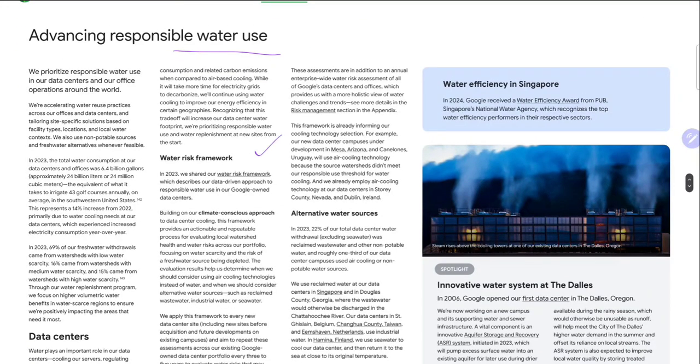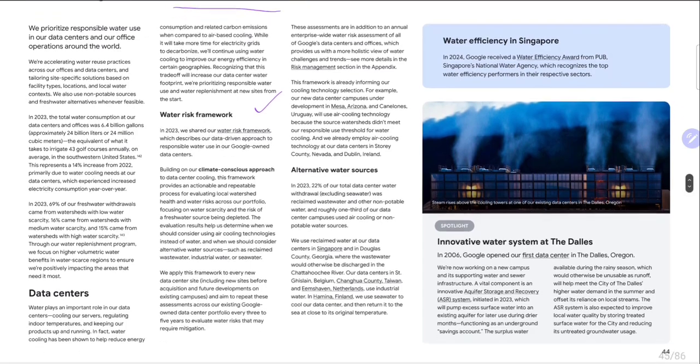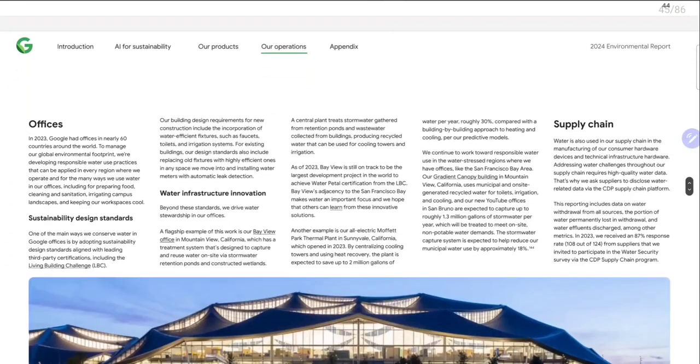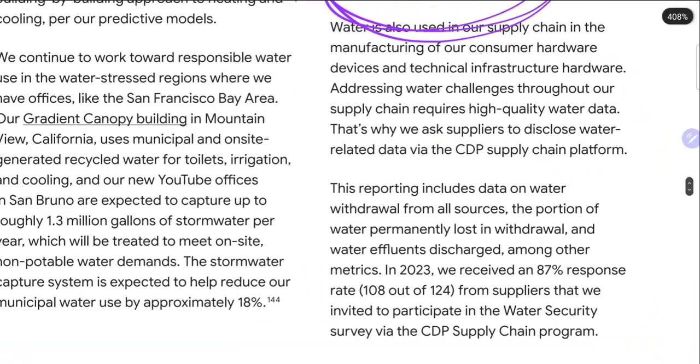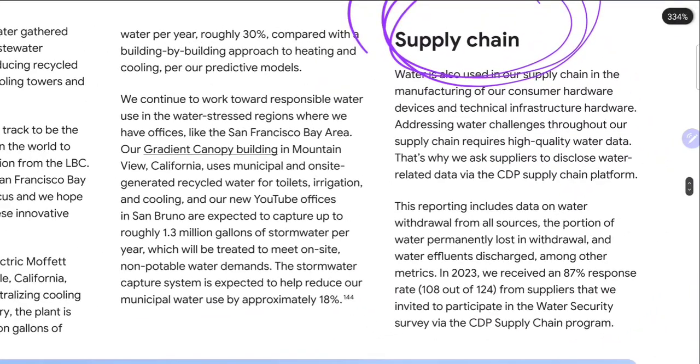The company has a water risk framework, which describes the data-driven approach to responsible water use in global Google-owned data centers. Alternative water sources, that information you see here. Then, what's happening in the offices? Sustainability design standards. They talk about the Living Building Challenge also, green building initiatives, water infrastructure innovation. So that information is also available, and also very interesting, the supply chain is included here. If you see the supply chain part, water is also used in our supply chain in the manufacturing of our consumer hardware. Some details are there.